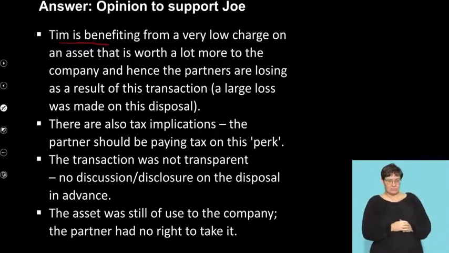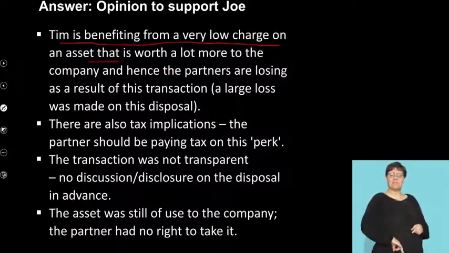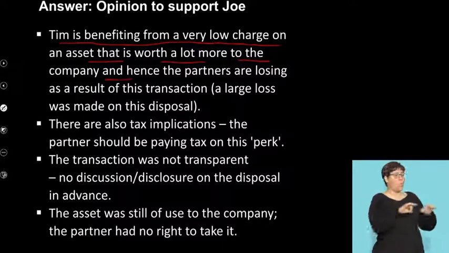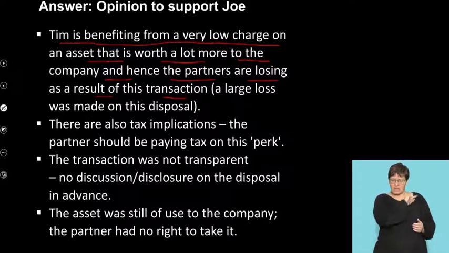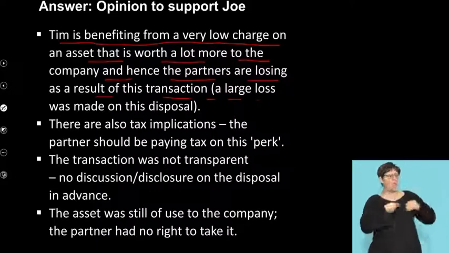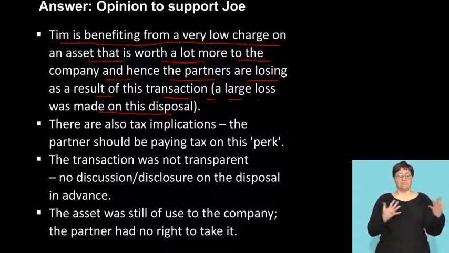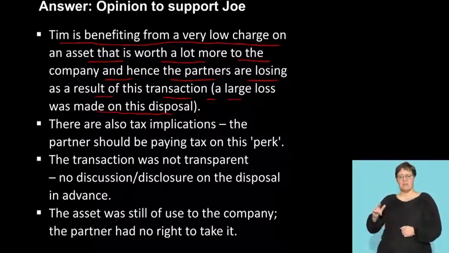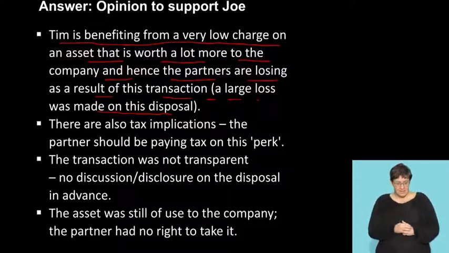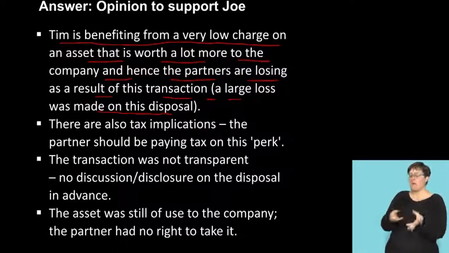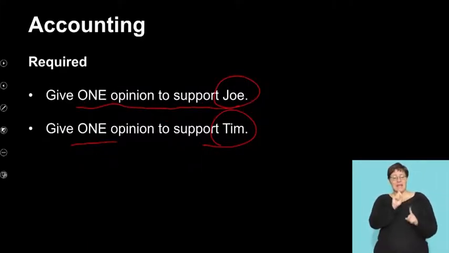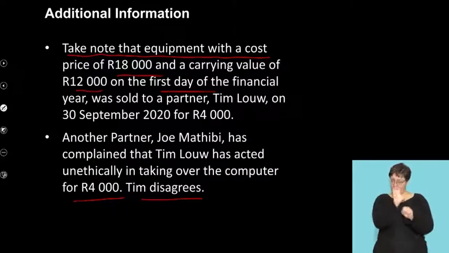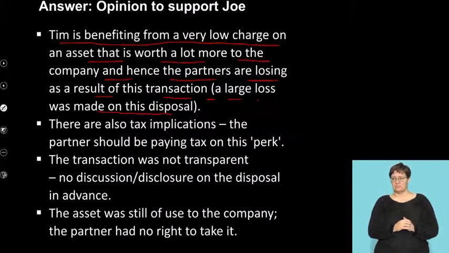Tim is benefiting from a very low charge on an asset that is worth a lot more to the company, and hence the partners are losing as a result of this transaction. A large loss was made on this disposal. So therefore, you can see what we are saying, that I showed you that the carrying value was in the region of 10,000 Rand, and it was taken over at 4,000 Rand, if memory serves me correct. So obviously, there are also tax implications. There are also tax implications for this year, as the partner should be paying tax on this perk.